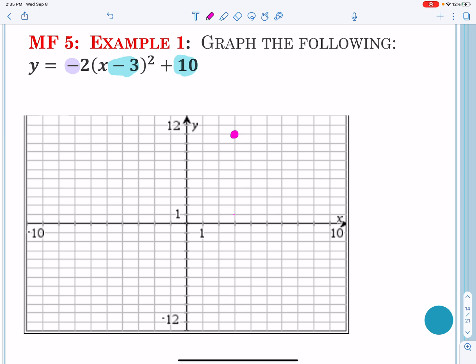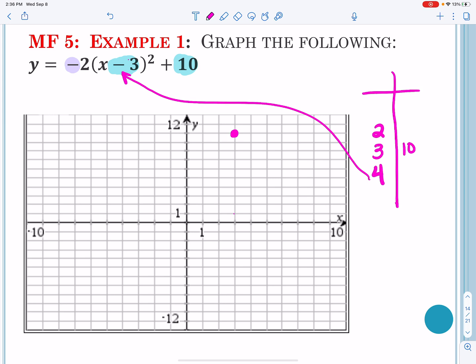And it does have an A value. So you can just make a table. I know that my vertex is at (3, 10). So I could put 2 in, and that's going to give me the same answer as 4. If I put 4 in, 4 minus 3, so I'm putting it into the equation. 4 minus 3 is 1, 1 squared is 1, times a negative 2 is a negative 2, plus 10 is 8. So I would have these at 8, right?